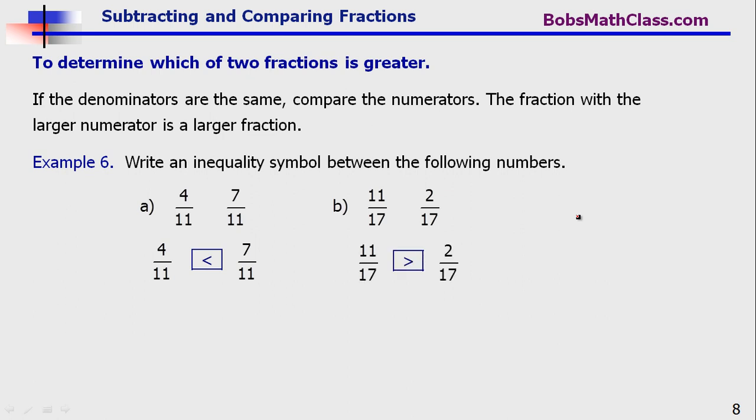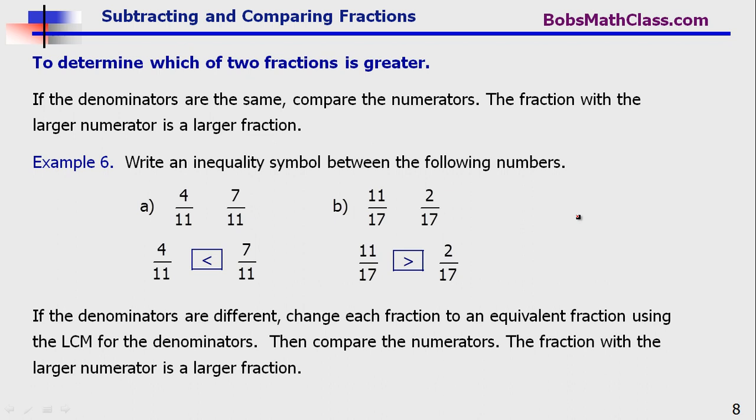Okay, so this is an example when the denominators are the same. Well, what about when the denominators are not the same? If the denominators are different, change each fraction to an equivalent fraction using the LCM for the denominators. Then, compare the numerators. The fraction with a larger numerator is a larger fraction. So we have to make the denominators the same. We have to change them to equivalent fractions.